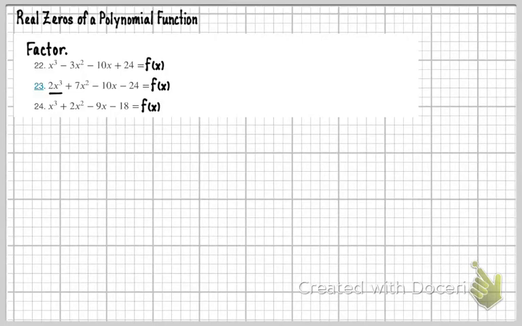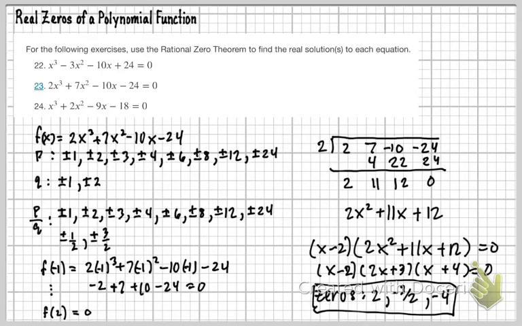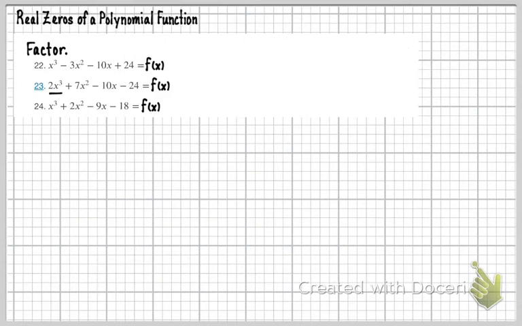Factor. When I look at 20 through to 24 here, it says to factor these. Now we had problems similar to this. It didn't say factor though, it told us to find the zeros. And in the previous video, which was this one here, we found those zeros, which are down below here. But notice what the direction says. It says for the following exercises, use the rational zeros theorem to find the real solutions to each equation. So we're going to use that same idea here, not to find zeros, but to factor.